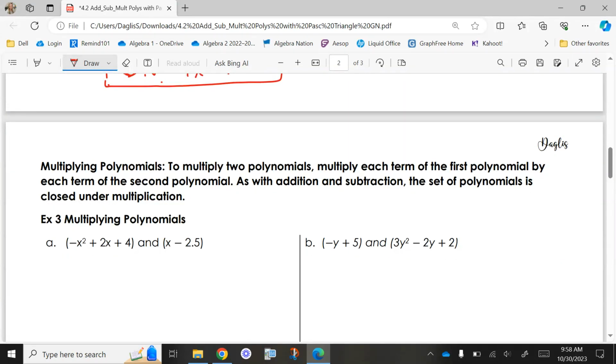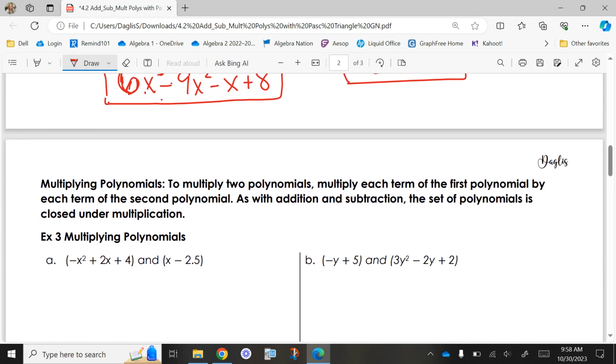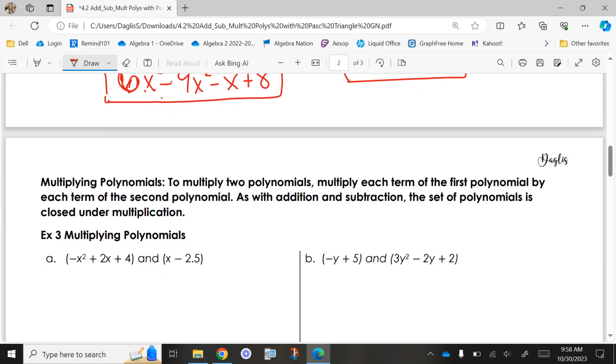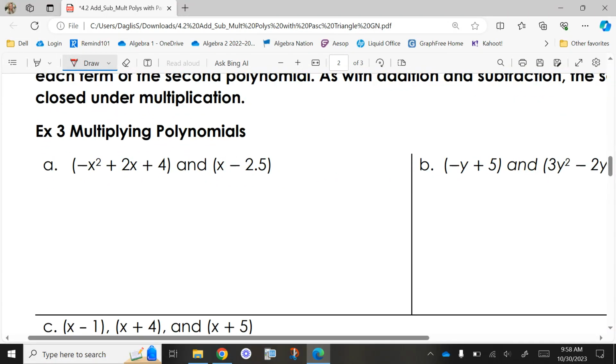Okay, multiplying. To multiply two polynomials, multiply each term of the first polynomial by each term of the second polynomial. As with addition and subtraction, the set of polynomials is closed under multiplication, so they're closed under this as well. Okay? So when I tell you to multiply these two pieces together, you have options. Does it matter what order you put them in? No. When I go to do this, I don't want to put the trinomial first. I would want to put the binomial first. Okay? And I wouldn't be wrong doing that.